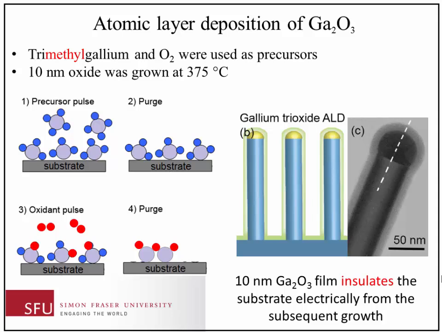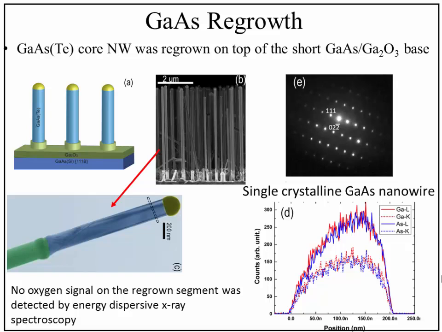this oxide on the surface will be removed. You will have a fresh gold catalyst on the top of the nanowire. And as soon as you introduce the precursors, you can regrow the nanowires. At the end, the device looks like the nanowire is sticking out of oxide and connected to the gallium arsenide substrate.